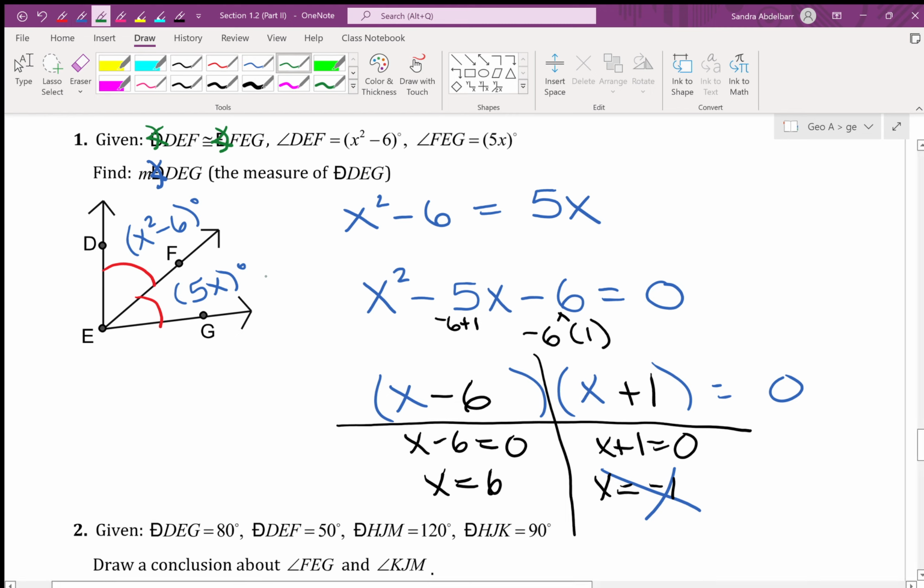5 times 6 is 30. Shouldn't these two angles be the same? Yeah, they're congruent. So that means the top angle is also 30. So what is angle DEG? 60. You got it.